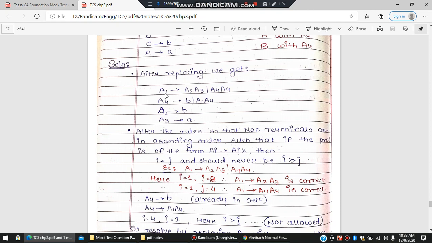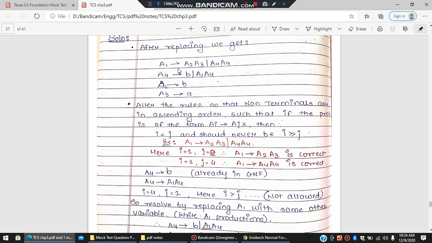So for example, we are checking the first production here: A1 gives A2 A3. Here the value of i is 1 and the value of j is 2. Even for the second production, the value of i is 1 and the value of j is 4. So in this case i is less than j, and the condition holds true. Hence this is in the correct form, so we will not touch it. Next, we are checking A4 gives b. This is already in GNF, because terminal symbols are allowed.